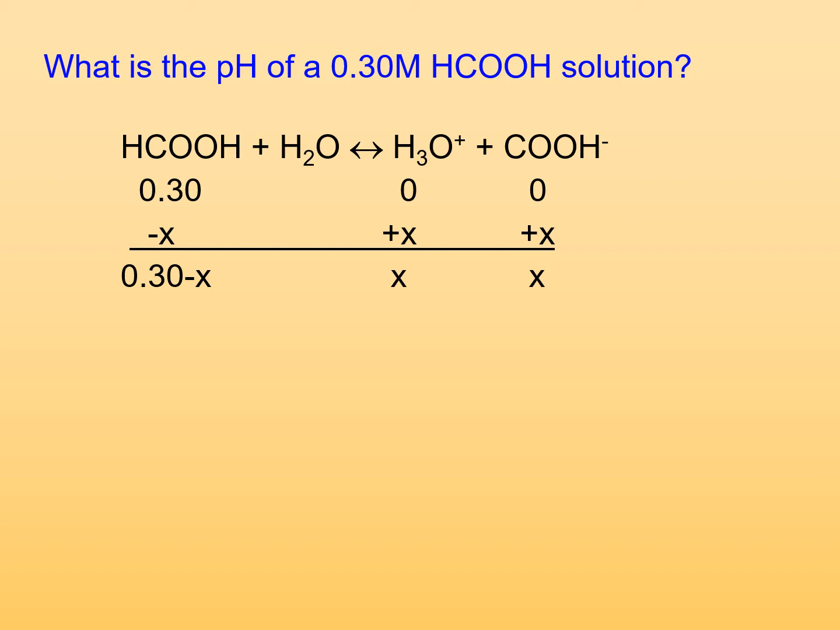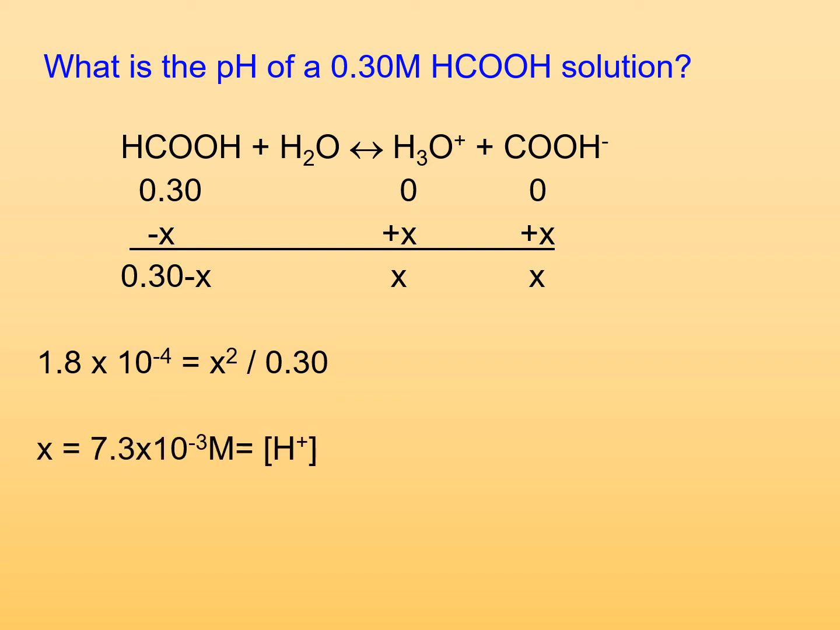So we would have the Ka of the acid, which is 1.8 times 10 to the negative fourth, equal to x squared over 0.30, since we can ignore x in that case. If we solve for x, we get that the hydronium or hydrogen ion concentration is 7.3 times 10 to the negative third, which if we plug in for pH, the negative log of that number will equal about 2.13.